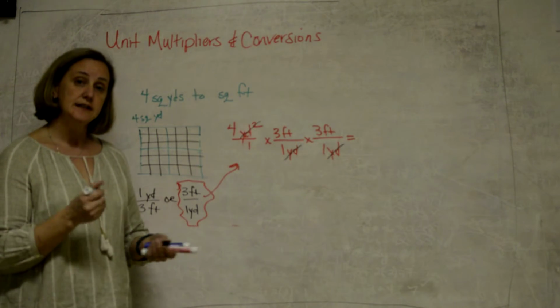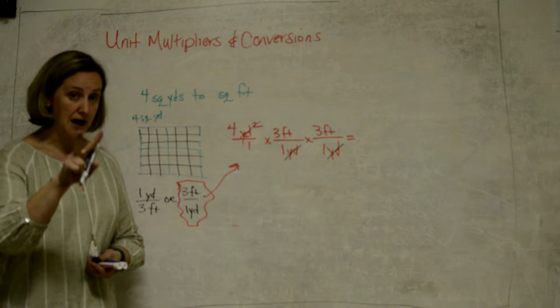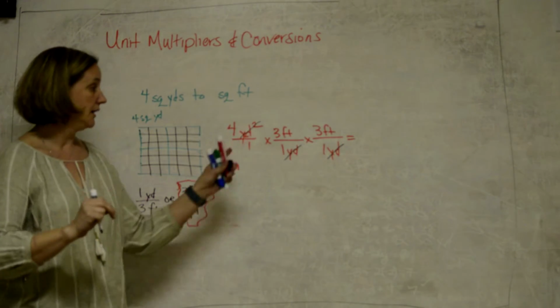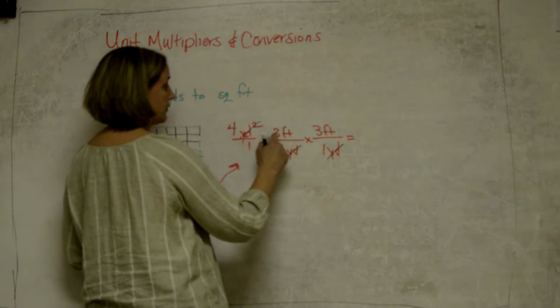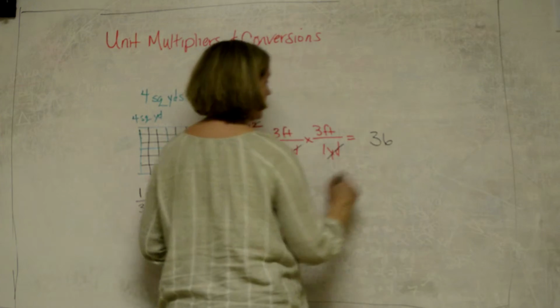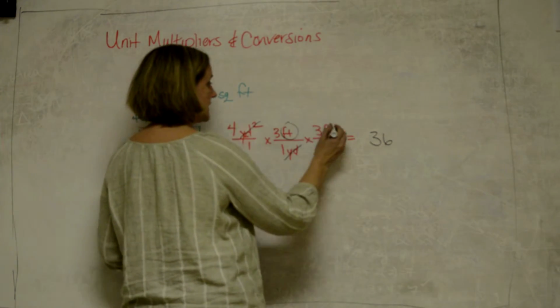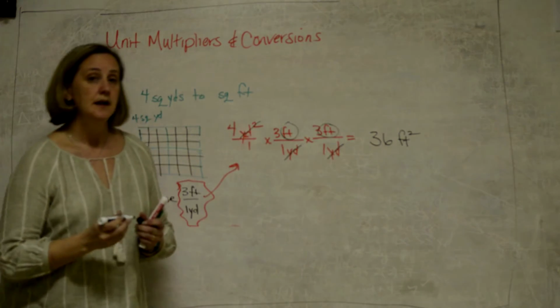Because it's done in square units, I have to use my unit multiplier 2 times in order to cancel out my yards. Now I get 4 times 3 times 3, which is 4 times 3 is 12, times 3 is 36. And I have foot times foot, so it converts into feet squared.